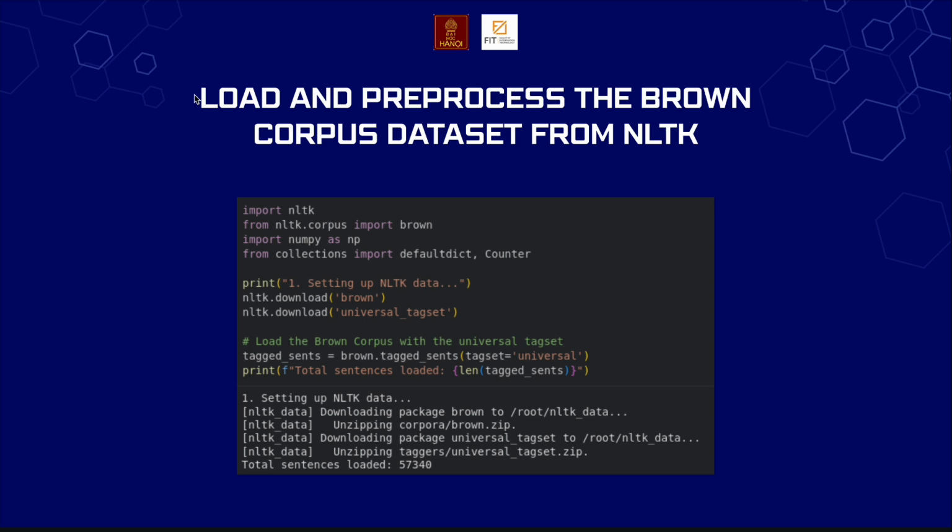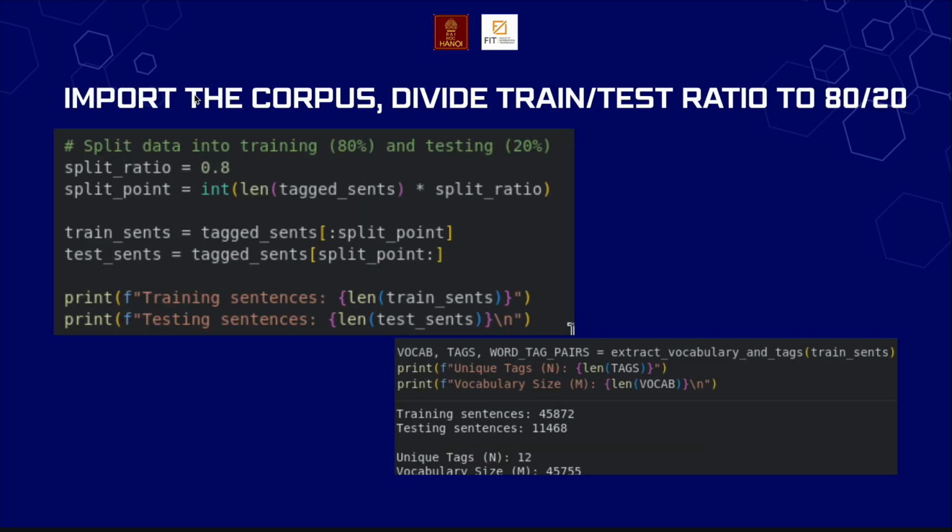Like you have just call nltk.download brown and download universal tagset. We have to import the corpus and divide the train test data ratio to 80 and 20.